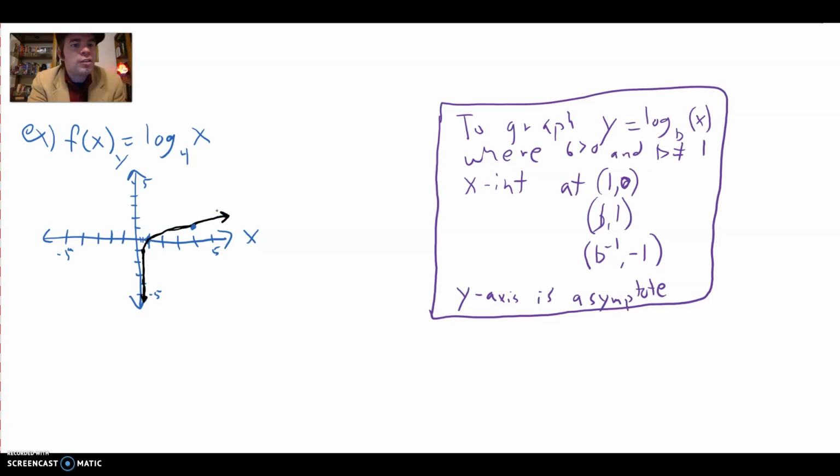And if you remember what it looks like to graph an exponential, this looks just like a graph of an exponential that's been turned kind of sideways. And that's exactly what's going on. Okay, let's look at a second example.